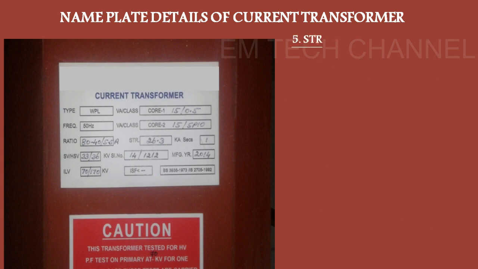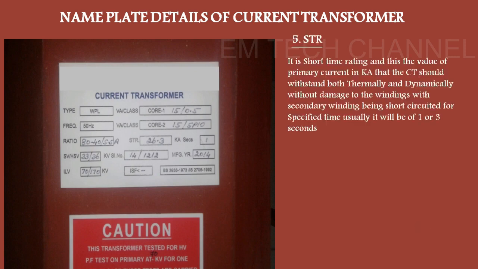Next comes STR. STR is the short time rating. It is the measure given by the manufacturer that this CT can withstand this amount of current for this amount of time. Here you can see that it is given as 26.3 kA, and the seconds is given as 1. This means that this CT can withstand 26.3 kiloamps of current for 1 second before getting totally damaged, before its insulation fails.